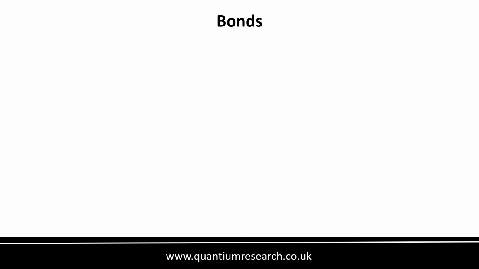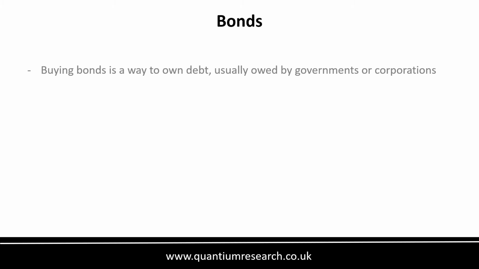These financial instruments are another important part of the financial system. Buying bonds is a way to own debt, usually owed by governments or corporations. So a government could issue bonds and then pay that debt back at a future date. A business that would like to raise money could issue bonds at, say, a rate of 5% a year. They issue a certain amount, they pay that interest back to their bondholders, kind of like shareholders, but bondholders.